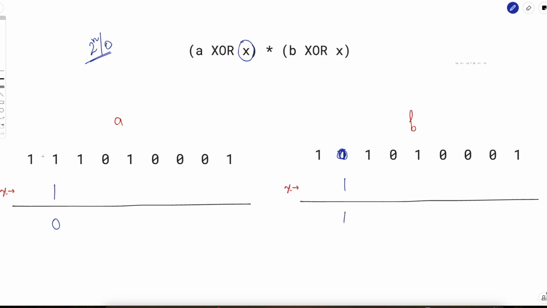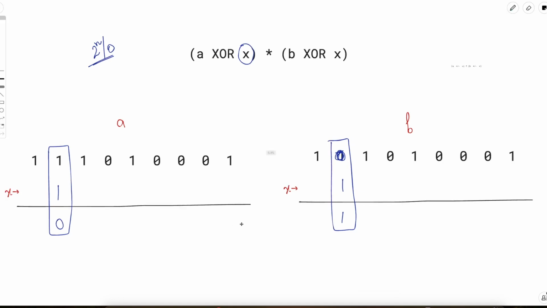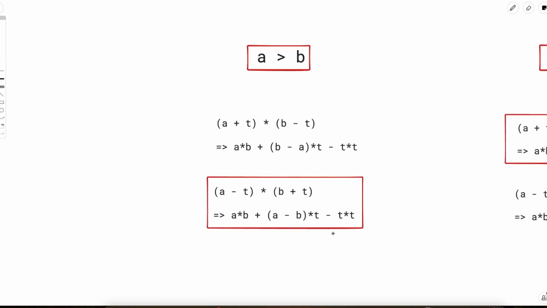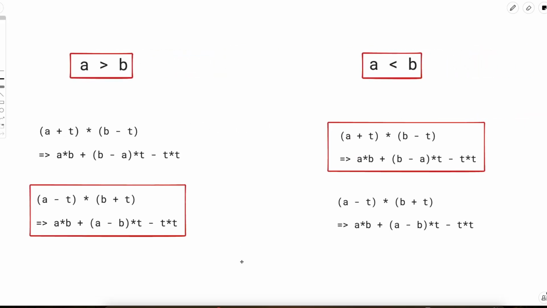So in other words, you will subtract 2 power n from here and you will add 2 power n to b. That's what is happening. That's what you can do. Otherwise you have the choice to keep a as it is and b as it is, right? So let's see which one will give you the maximum result.